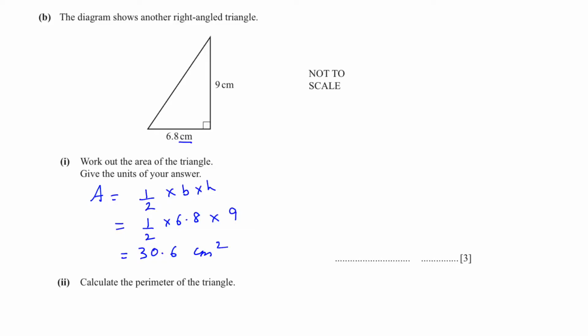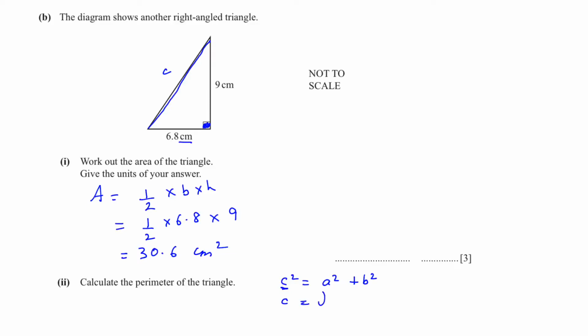Part 2. Calculate the perimeter of the triangle. Perimeter is the outside part. So we have two sides, we don't know the third side. To find the perimeter, we need the third side. It's a right angle triangle. If two sides are given and you want to find the third side, we use the Pythagoras theorem. C square is equal to A square plus B square. C is your hypotenuse. The side opposite your right angle is your hypotenuse. So this is your C.